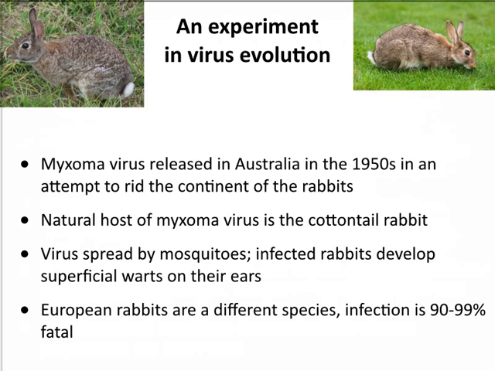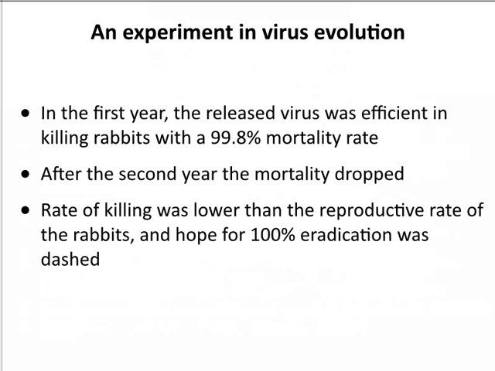So they released this virus thinking it's going to wipe out all of the animals. And the first year the virus killed 99.8%. That was the mortality rate. But in subsequent years, the mortality dropped. And I'm not giving you a number because it's a bit complicated, but let's say that in the end, after about 8 years, the mortality rate was anywhere from 50 to 70%, so significantly lower than the 90%. And eventually the rate of killing dropped below the reproductive rate of the rabbits, so they stopped because it wasn't going to work anymore. And the rabbits are still running around there, and this is a failed experiment.